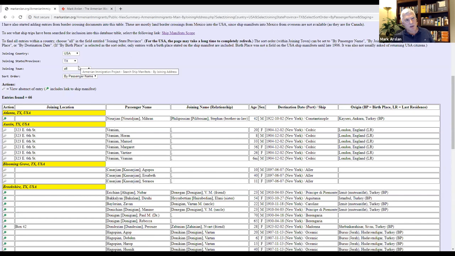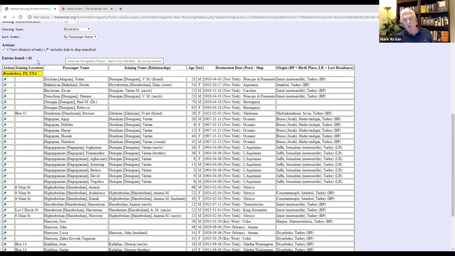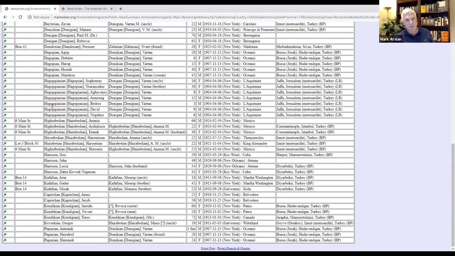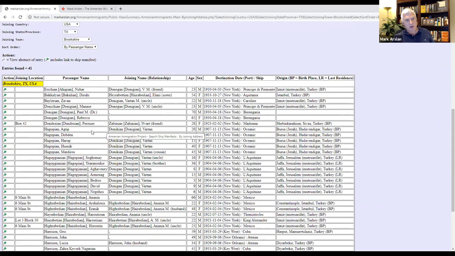So I go from the top to bottom, and let's say I want to go to people that said they were going to Brookshire. Okay, so now I found 41 people who on their ship manifest said they were going to Brookshire, Texas. Here are all the different people, and you can find out some more information about them, and you can see every one of these things that I've got more information on.